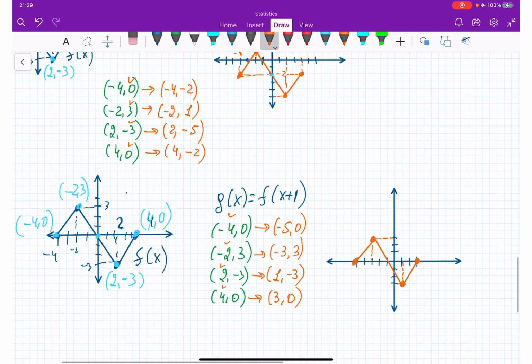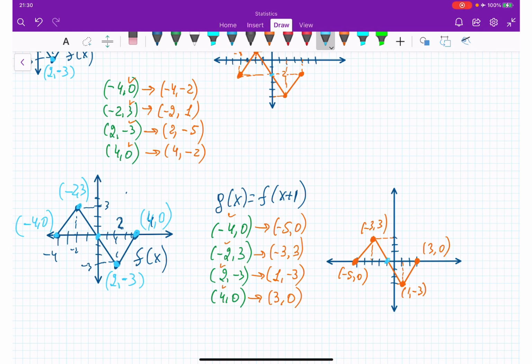Now, if you compare these two graphs, don't you see the entire graph has shifted by negative 1? Let me write down negative 5 and 0, negative 3 and 3, 1 and negative 3, and 3 and 0. See? The point that was going through 0 is now going through negative 1. We understand?